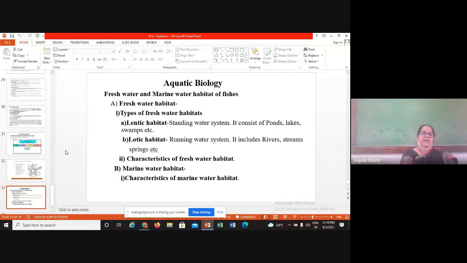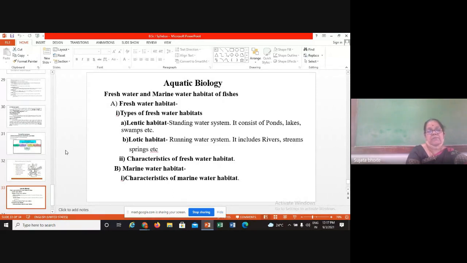The second point is the characteristics of the freshwater habitat. These points are mentioned in aquatic biology. In the freshwater habitat, different fishes are present. And the B point, marine water habitat. In the marine water habitat, the characteristics of the marine water habitat. The physico-chemical characteristic features of the freshwater habitat and the marine water habitat. These points are mentioned in the topic aquatic biology.